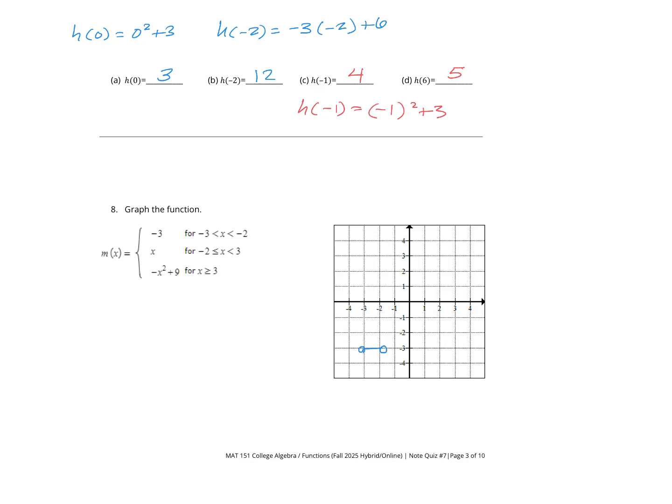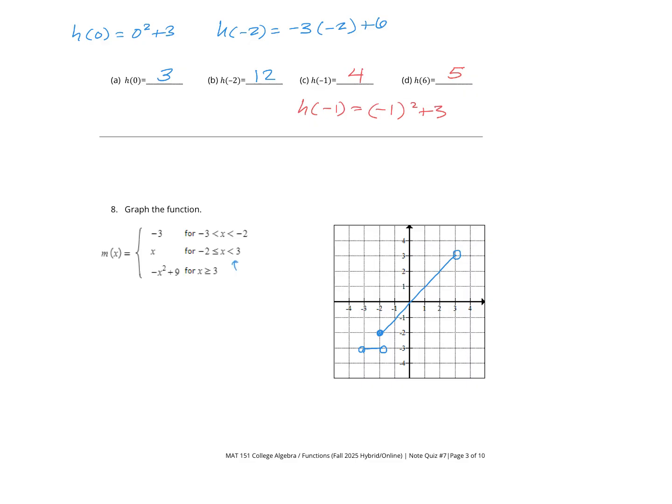Now for the middle piece between negative 2 and positive 3, it's the function y equals x. Thinking back to the previous note quiz, that's just that diagonal line, and it's going to go from negative 2 with a filled in circle because of the equal sign, straight through negative 1, 1, 0, 0, 1, 1, and go all the way over to 3 with now an open circle because of the open circle right there on 3.